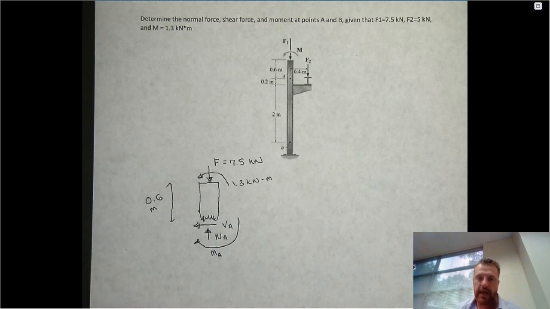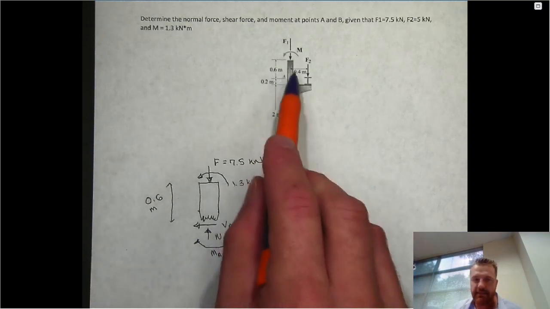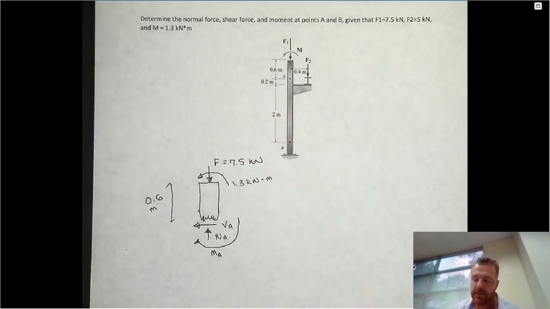And one thing we notice is because this top section of the beam has no unknown forces other than the internal forces, namely there are no reactions acting upon this part of the beam, this is a statically determinate system. We can solve for VA, NA, and MA directly.